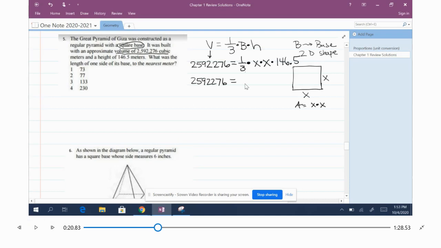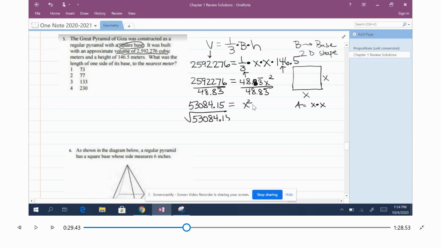Everybody handles this differently, but I multiplied the 1/3 and the 146.5. You don't have to do it that way. It's just the way that I chose to do it. So that's 48.83 repeating, I think. Okay, so then once we divide both sides by 48.83, you get 53,084.